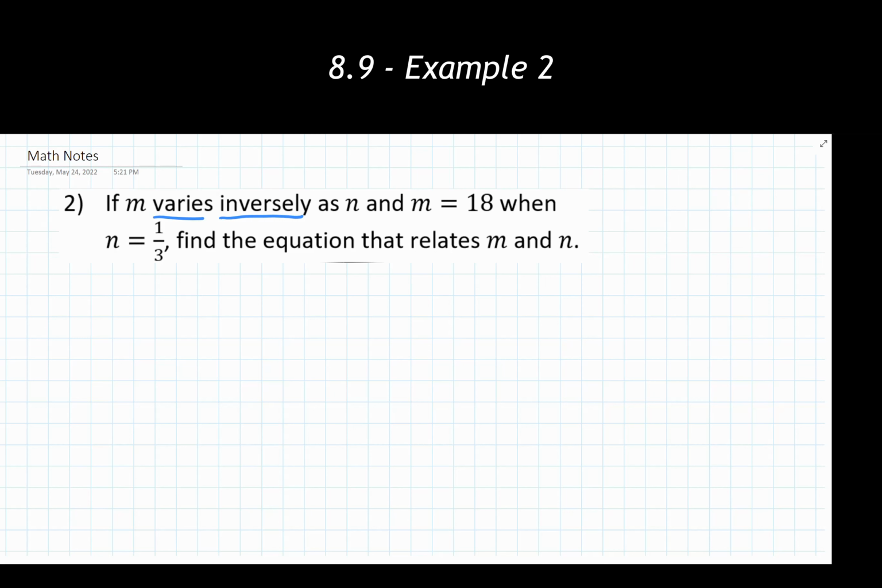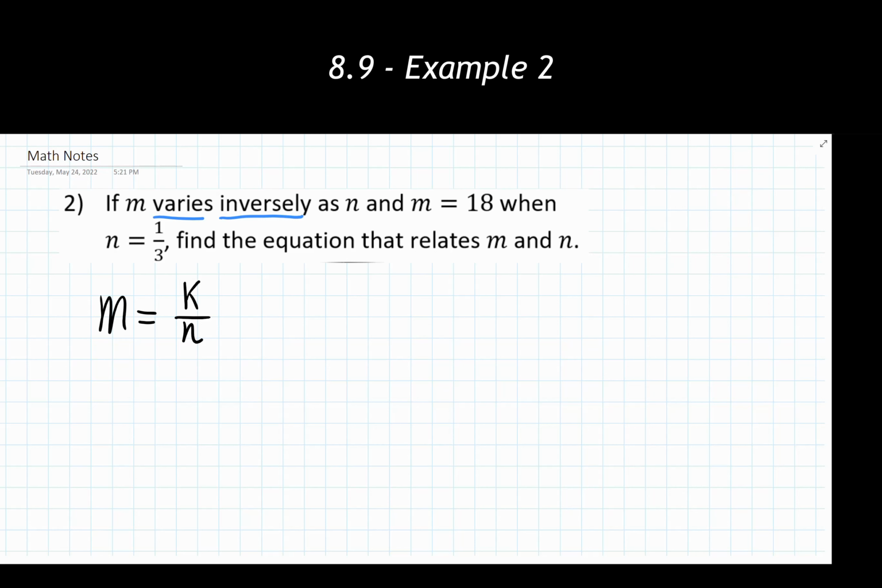Then I'm going to have the inverse variation problem. We're told specifically that m varies inversely as n. Nothing particularly weird showing up with that, other than compared to our general example, I'm not using y and x, I'm using m and n here. So I'm starting off with the general equation, m equals k over n. So we're good there. And now I've been given some values here for m and n.